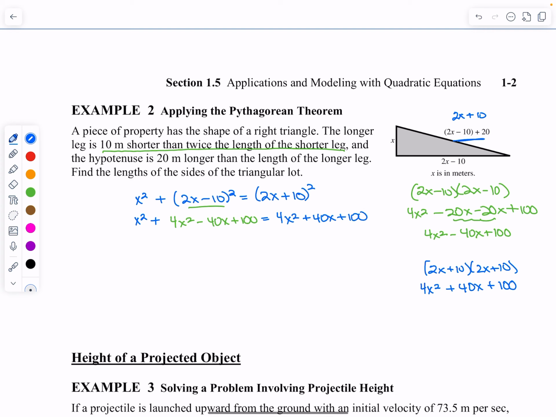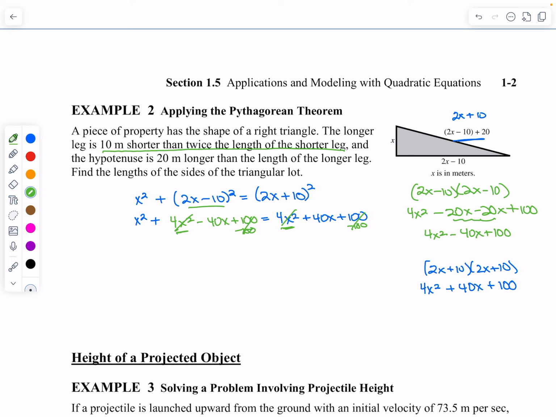All right, so I need to get everything to one side. So if I subtract my 4x squared, to move it over here, do you notice that that 4x squared and this 4x squared are just going to cancel out when I subtract them? Do you see another one that happens with? This is 100 and that's 100. So when I subtract 100 minus 100, those are going to cancel out.